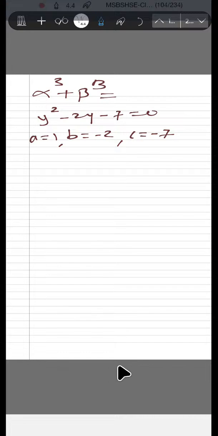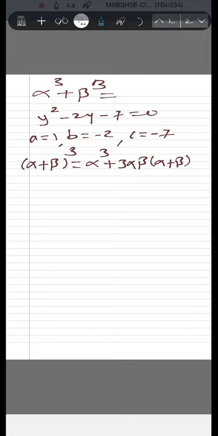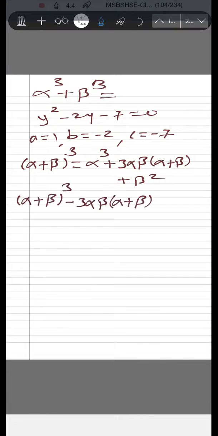Okay, we know the formula, correct? So I am going to write that formula here. (alpha + beta)^3 is equal to alpha^3 + beta^3 + 3 alpha beta (alpha + beta). So if these two things go to that side, it means alpha^3 + beta^3 equals (alpha + beta)^3 minus 3 alpha beta (alpha + beta).